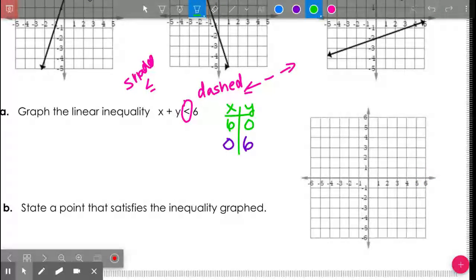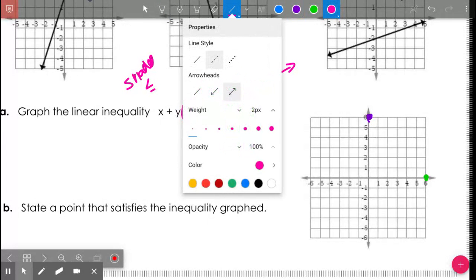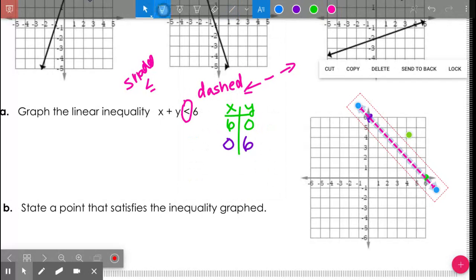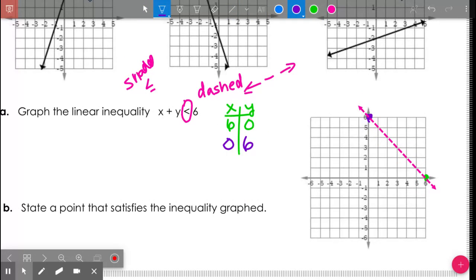So 6, 0 is here. Oops, that's a highlighter. Points. 6, 0 is here. 0, 6 is, whoops, that's -6. Wow, I'm really struggling. Okay, that's this one. And then we said that we were going to use a dashed boundary. So, there we go. Now we just have to decide where we are going to shade.